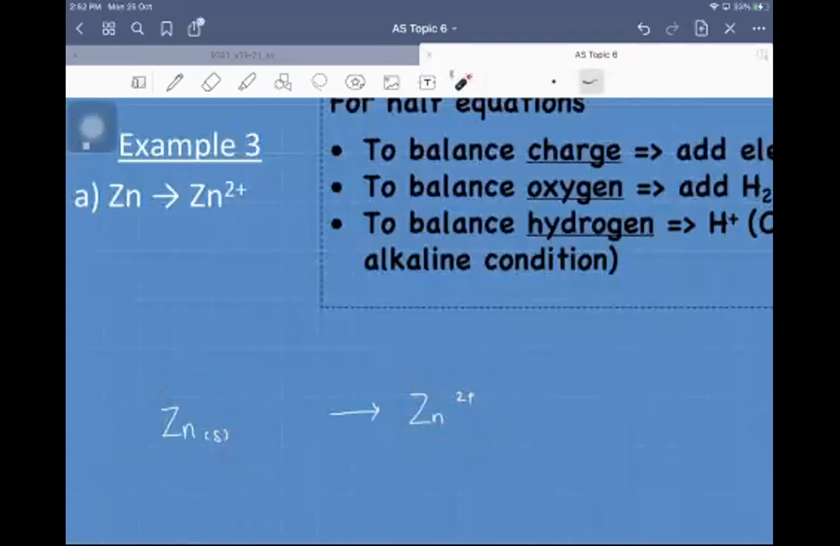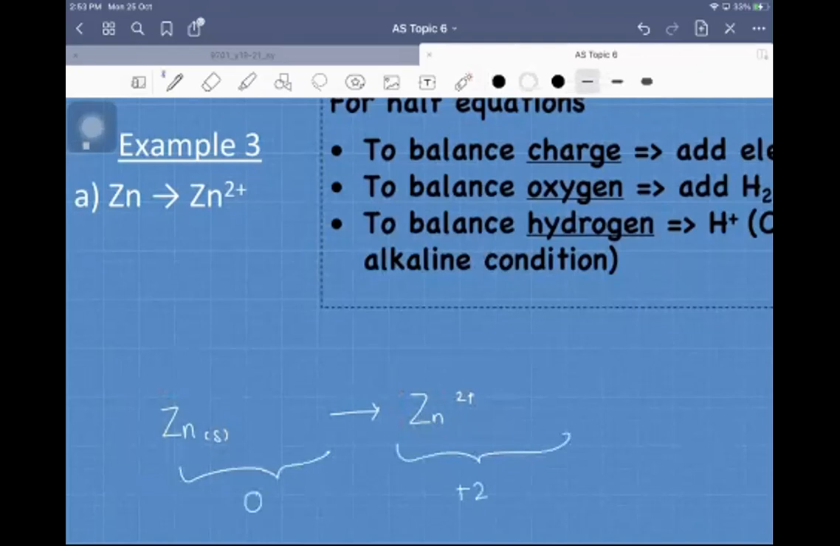So I do not need to write down the other reactant. I am just focused on the species that is being either oxidized or reduced. I'll tell you this later. Now we only have a choice to add electrons. How many electrons? That's up to us. If we look at the charges on the left side, zinc is neutral, so my charge is 0. On the right side, I have zinc 2 plus, so my charge is +2.